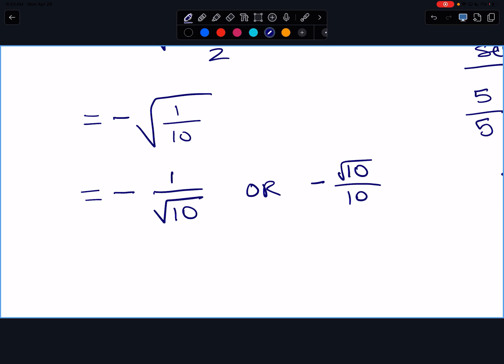Remember, when you rationalize, that means you multiply by that square root, right? So then 1 times square root of 10 is just square root of 10, and then square root of 10 times square root of 10 is the square root of 10 squared. So it just falls right out and you get a 10, okay? Do you have to do this step? No, I'm just trying to make you aware.